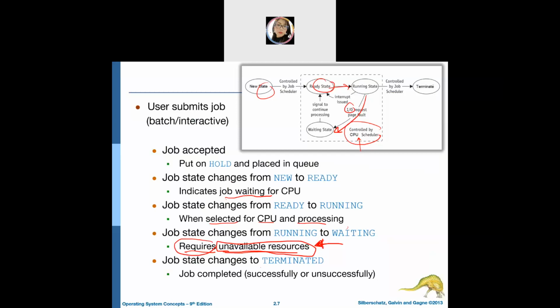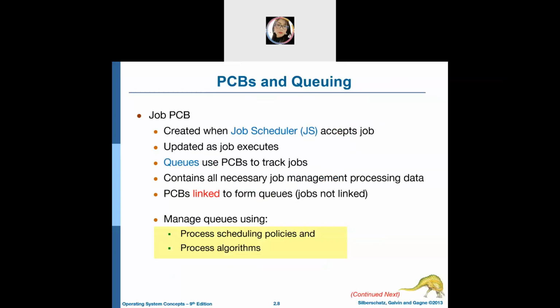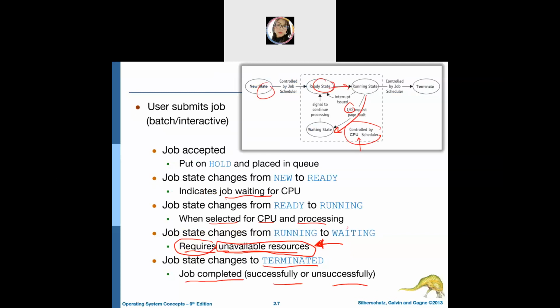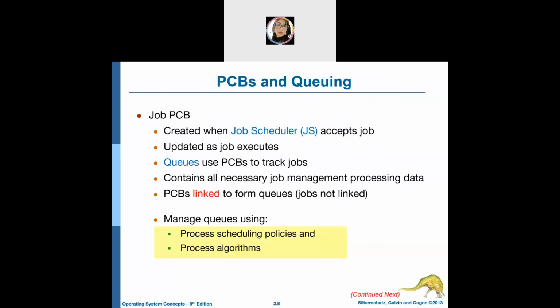And lastly, on the terminate. Terminated, job completed, and successful or unsuccessful. It depends on whether you get an error or not in your process. So that is on job. But still, in job that is quite big, this one is job, every single job that happens here in your five-step model. But there is also the job PCB.